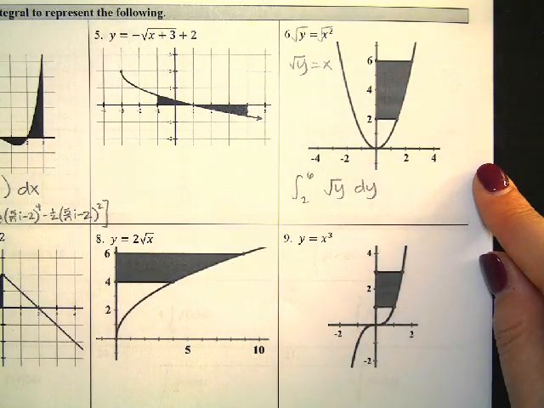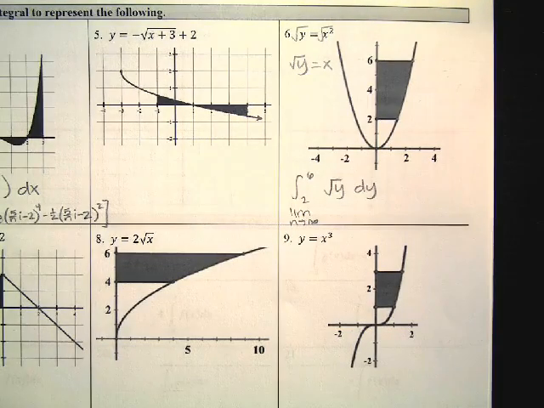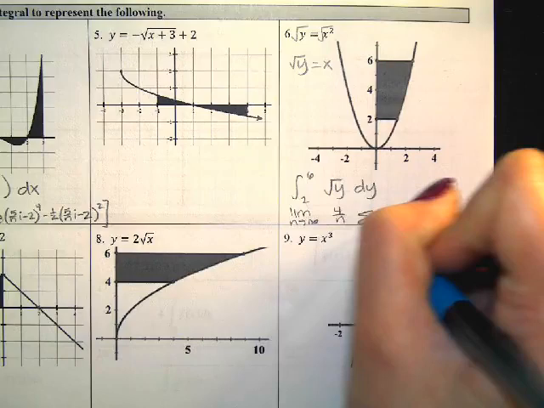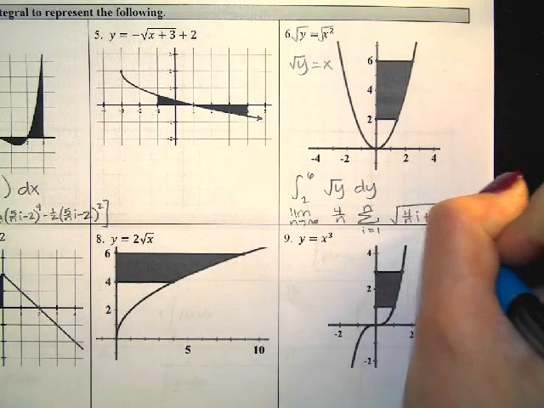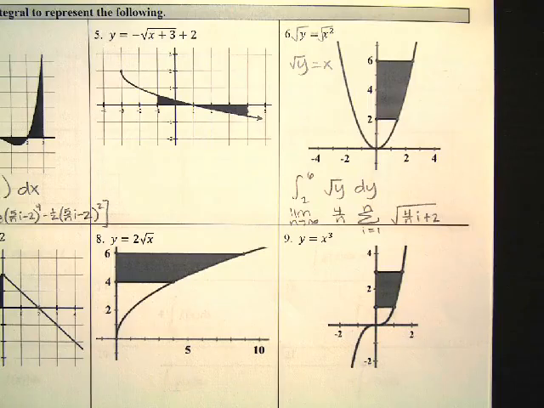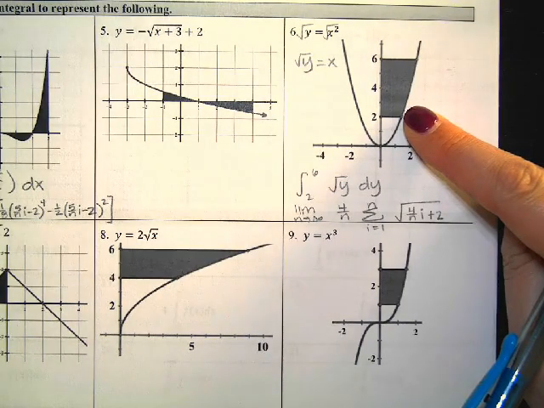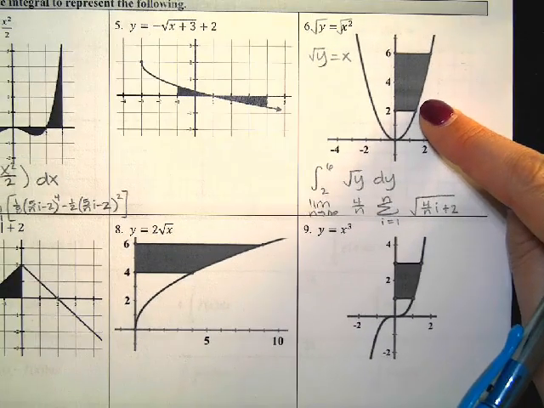And then if I were to write the limit notation, I would say the limit as n goes to infinity. And then what would I have? 4 over n, sigma i equals 1 to n, parentheses, square root of 4 and 4 over n i plus 2. So that one's just in terms of y because it goes to the y-axis instead of the x-axis. Okay.